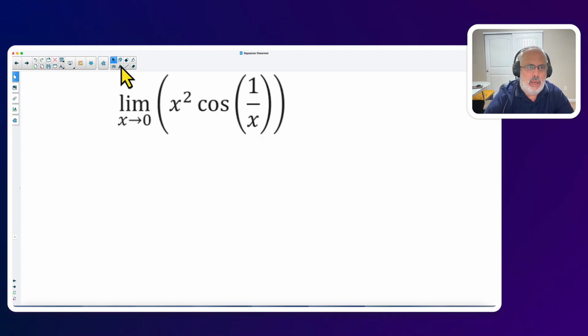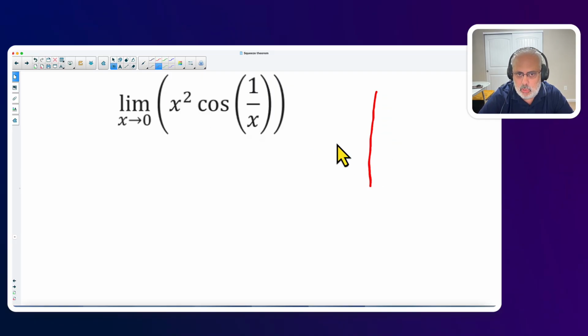So first, I would like to use the representation of cosine of x and cosine of 1 over x. So something like this.